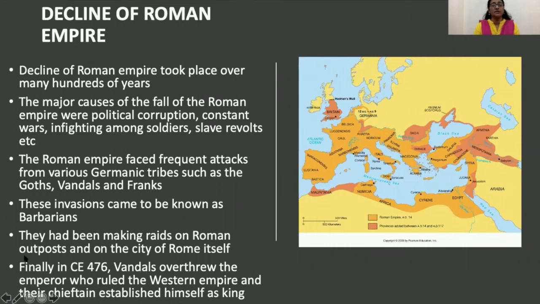Finally, in CE 476, Vandals overthrew the emperor who ruled the Western Empire, and their chieftain established himself as king.